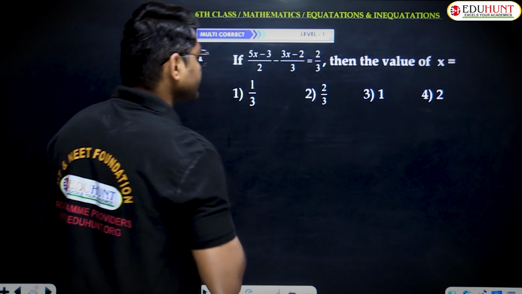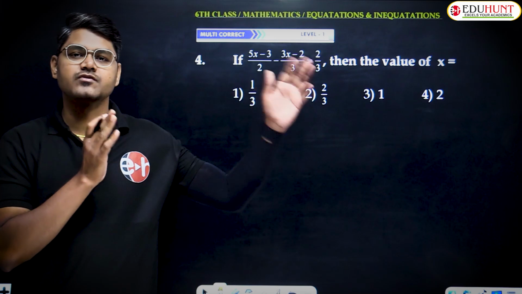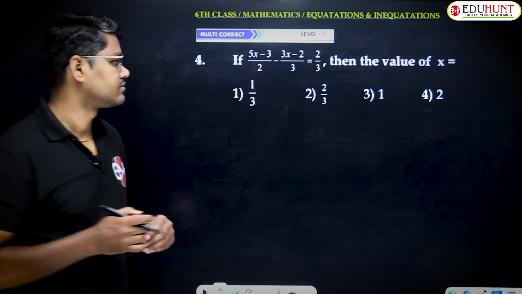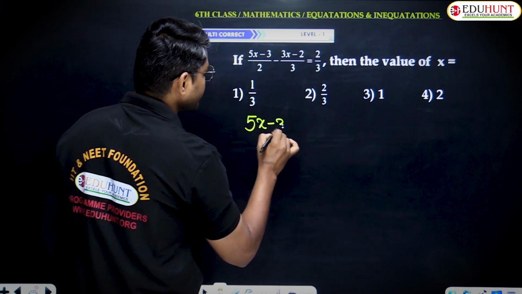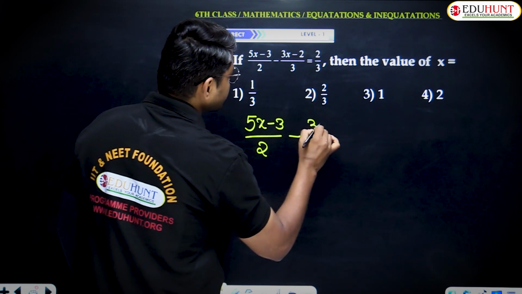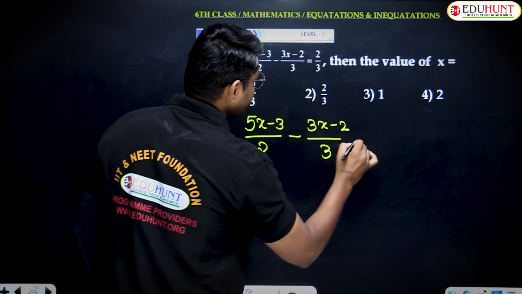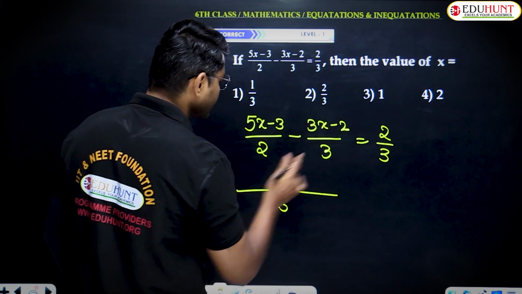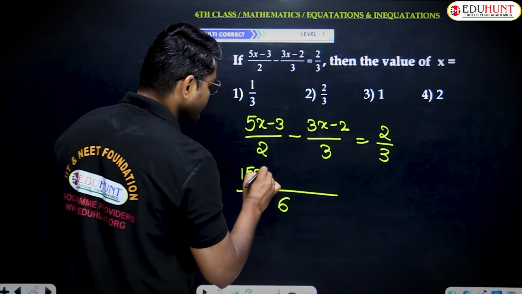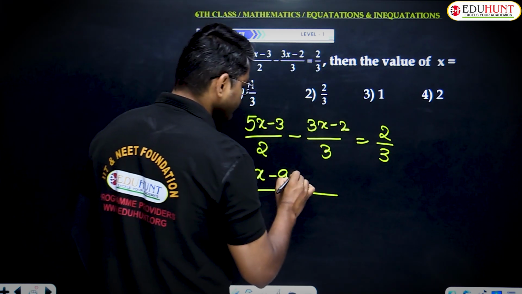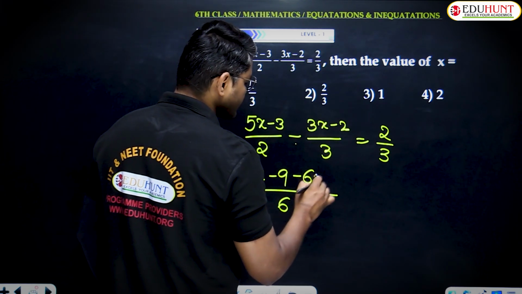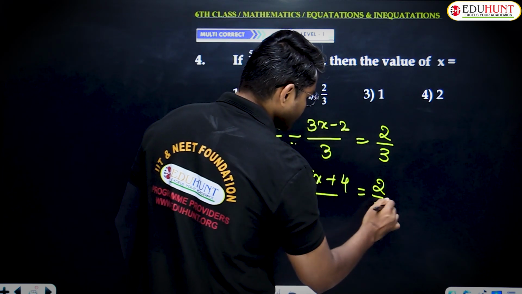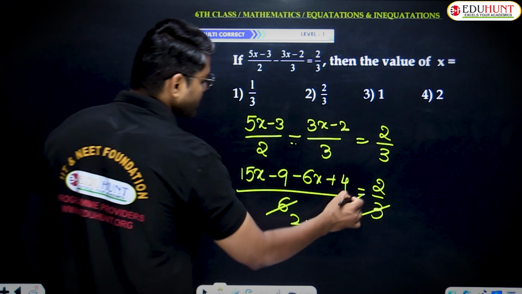Let's see the multi-correct question. Multi-correct means more than one option will be correct. More than one means it may be 2, 3, all. 5x minus 3 by 2 minus 3x minus 2 by 3 equal to 2 by 3. Take the LCM, 6. Cross multiply. 5 3s 15x minus 9. This is 3 2s 6x, minus into minus plus 2 2s 4, equal to 2 by 3. 3 1s 3, 2s, this 2 becomes 4.